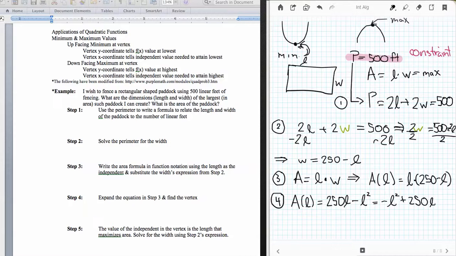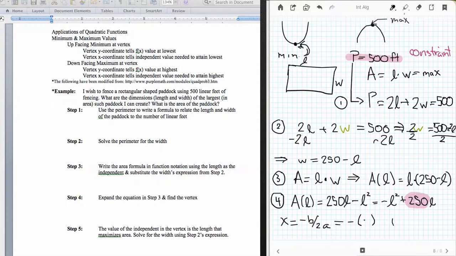Another way of looking at this is that this is negative L squared plus 250 L. So at that point in time, I want to find out what the value of the length is that maximizes the area. To maximize the area, I need to find the vertex of this. To find the vertex, I have to use the formula for the vertex that x is equal to minus b all over 2a. So this is going to be the opposite of whatever b is, and remember that b is this value right here that's multiplied by L.